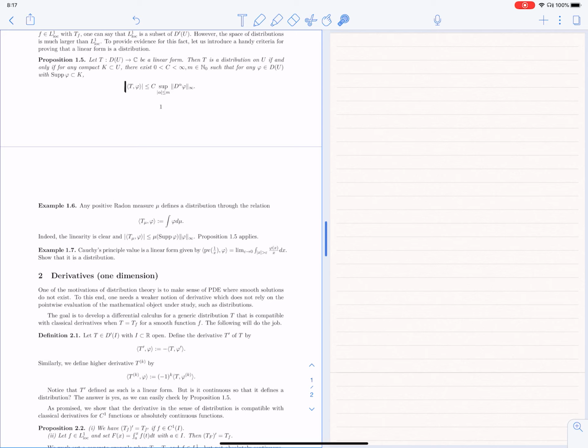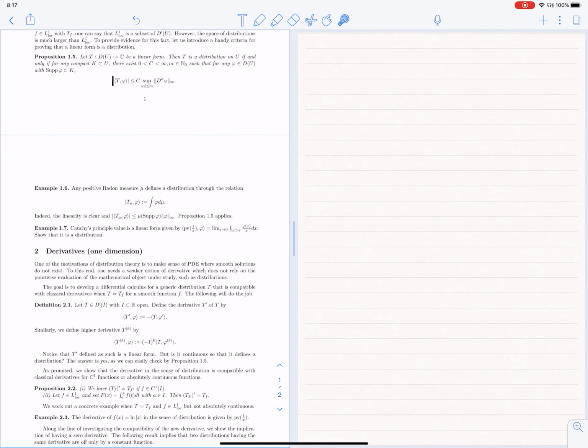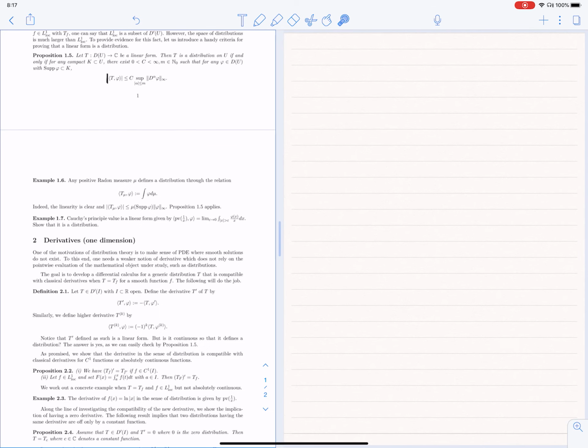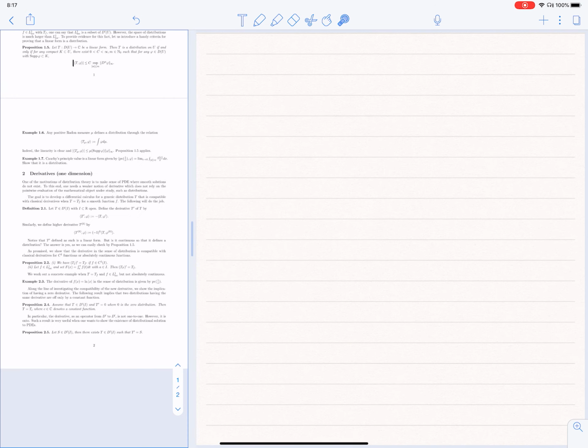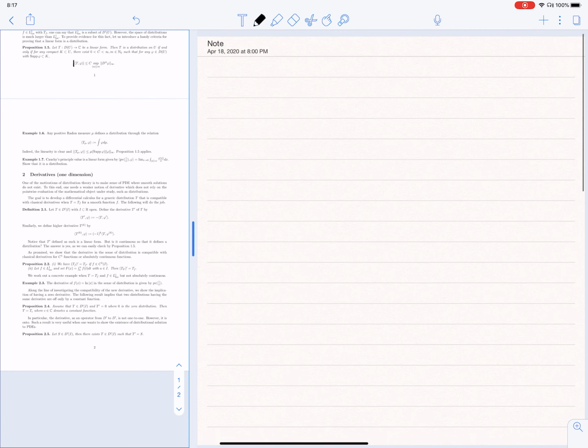Another distribution that I would like to point out is not locally integrable. The idea is to consider the 1 over x function, and this time it is called Cauchy's principal value, denoted by PV 1 over x, and this also defines a distribution, although it is not an L1 loc function. So this example was not covered before the holiday, so let me briefly work it out.